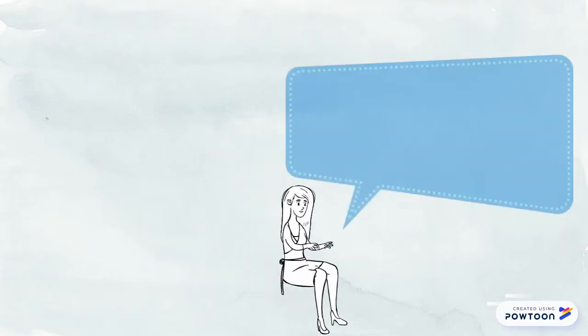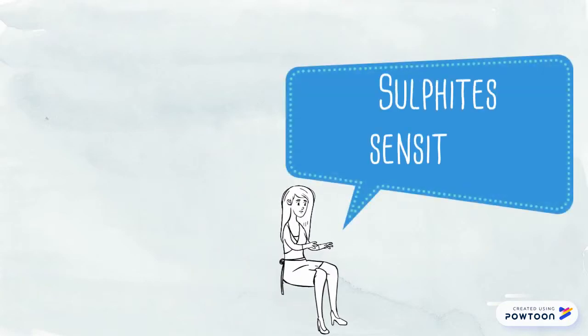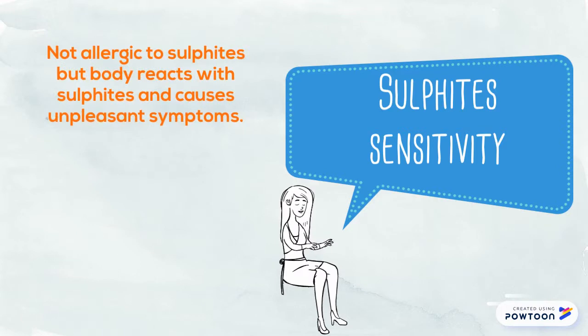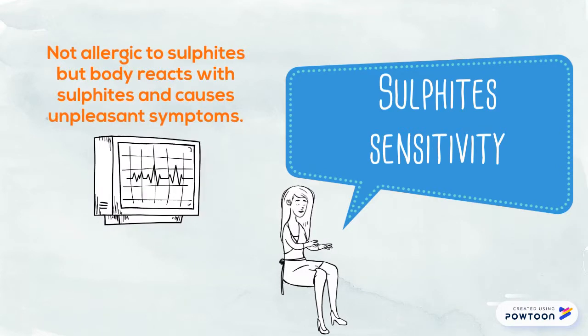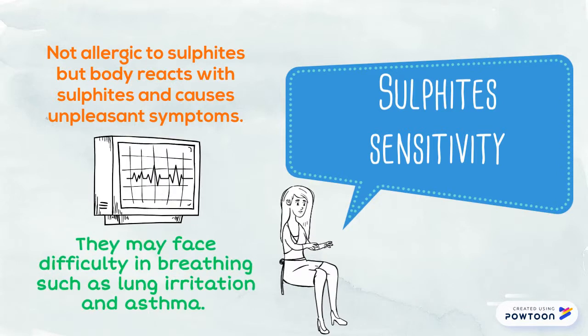Some people might have sulfite sensitivity, which is not an allergy to sulfites, but the body reacts to sulfites and causes unpleasant symptoms. They may face difficulty in breathing, such as lung irritation and asthma.